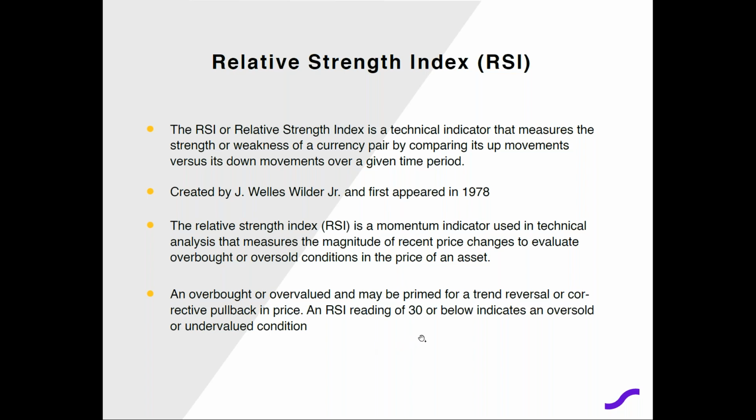An RSI reading of 30 or below indicates an oversold or undervalued condition. So when we have the RSI reading at around 30, guys, we know that something is oversold, meaning that in those levels of demand and supply, people were all trying to sell that specific instrument you're looking at, and as they're selling, we'll see the RSI slowly moving towards that 30 and even below that 30.